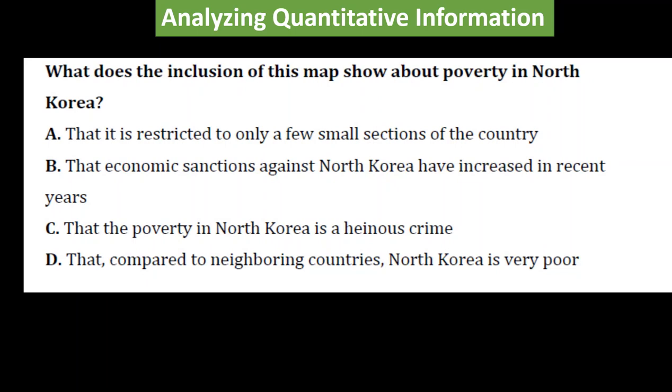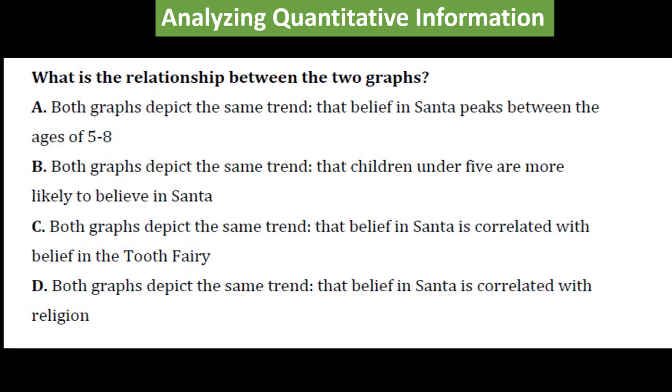Or it says here, what does the inclusion of this map show about poverty in North Korea? And you have the 4 different choices. Or what is the relationship between the two graphs? You may also be asked to explain and see the difference between the two graphs.